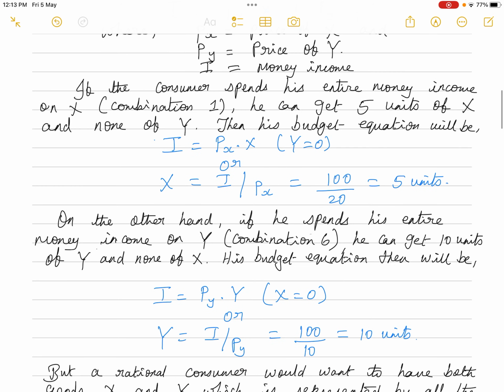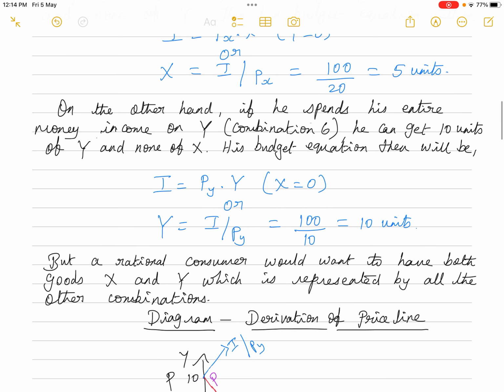So what is the other extreme? On the other hand, if he spends his entire money income on Y, that is in our example combination 6, he can get 10 units of Y and none of X. So how did we arrive at the 10 units? In this budget equation, I is equal to Py into Y and X is equal to 0. So rewrite it, Y will be I by Py, that is 100 divided by 10 is equal to 10 units of commodity Y and none of X.